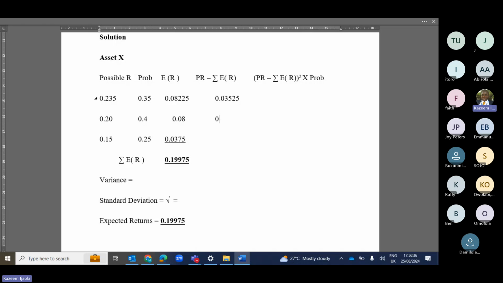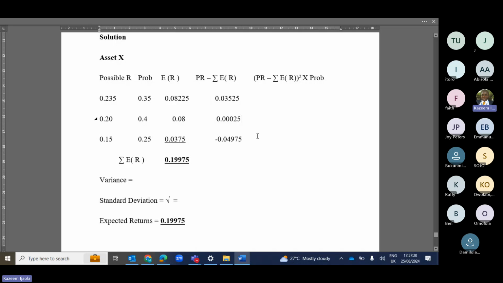So this is 0.12325. Then the third one is 0.15 minus 0.19975. I got minus 0.04975. The last thing is you square this figure and multiply by probability, right? So this one squared times 0.25.